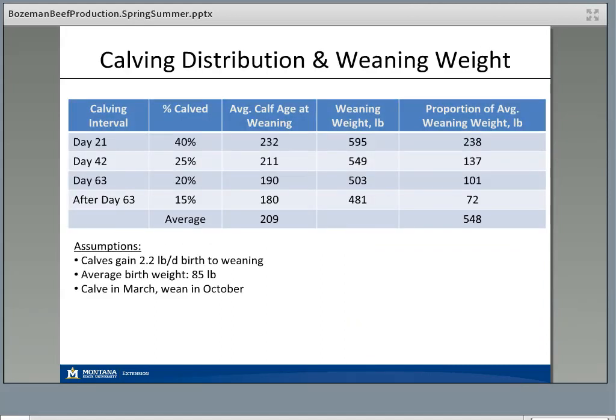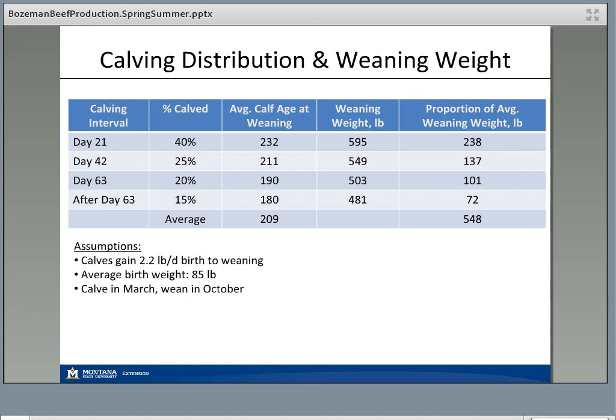So like I said before, calving distribution can have an impact on the bottom line. Here are some examples of looking at different calving distributions and how that influences weaning weight. We have the three 21-day periods, the first, second, and third 21 days, and then we also have a few calves, about 15% of the calves, born after day 63, so we have a longer breeding season in this particular example.